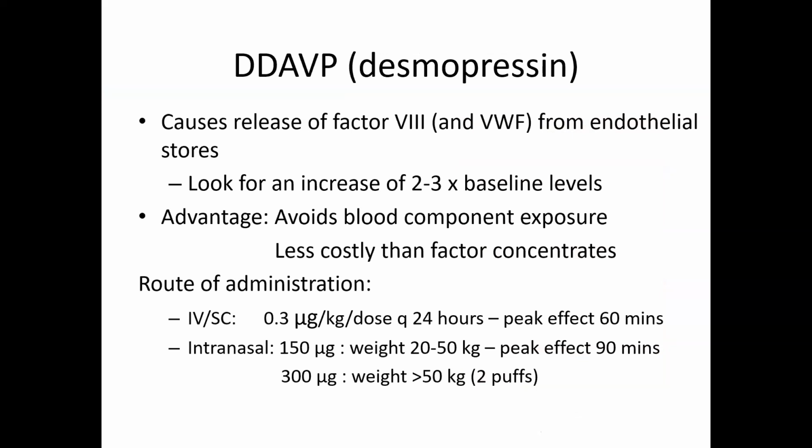Sometimes we recommend the use of desmopressin, but we have not used it in our setup. It causes the release of factor 8 and von Willebrand factor from the endothelial stores. It's aimed to achieve an increase by 2 to 3 times the baseline levels. The advantage is that it avoids blood component exposure. It's less costly than factor concentrates. And the route of administration for desmopressin is either IV or sub-Q. You can also find it in intranasal forms.